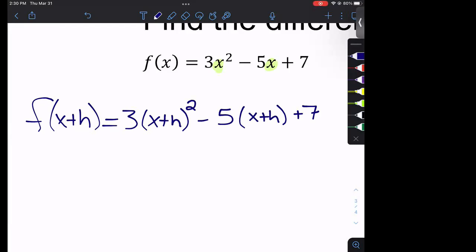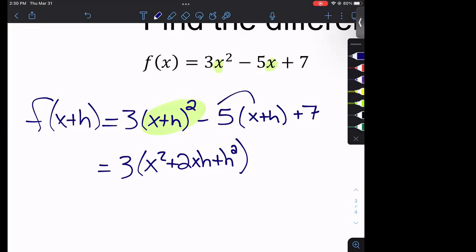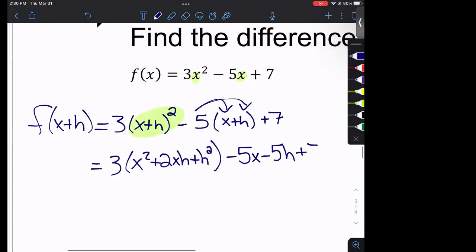So for this one here, we did just discuss that this part right here, (x plus h) squared, equals x squared plus 2xh plus h squared, right? We could, by all means, box that in together again, but we just finished that. We don't need to do it again. So I'm just going to substitute that in there for the (x plus h) squared. I'm going to go ahead and distribute this -5 into my parentheses. So minus 5x minus 5h. The plus 7 gets brought down.